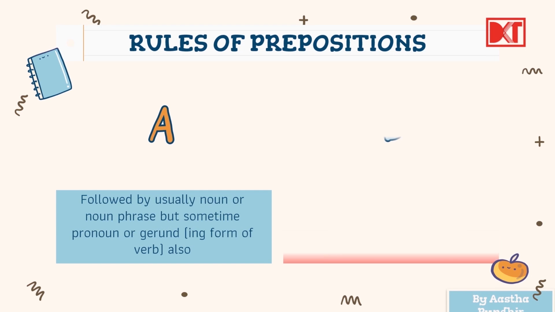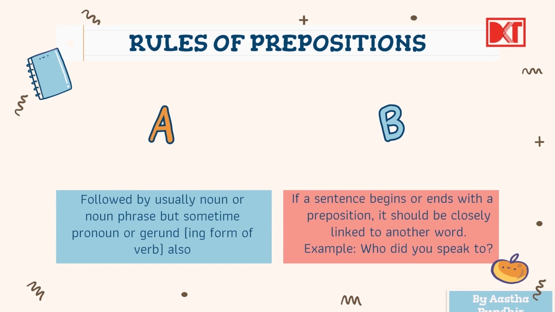Okay. So, prepositions क्या हैं? They are usually followed by a noun or but sometimes pronoun or gerund also. Gerund क्या होता है? ing form of a verb. ये हम verbs में सीखेंगे. ठीक है, so noun या noun phrase, sometimes pronoun as well, या फिर gerund also.